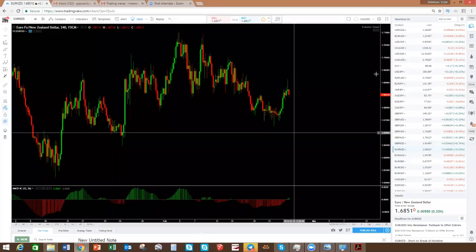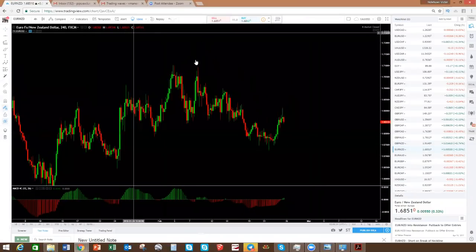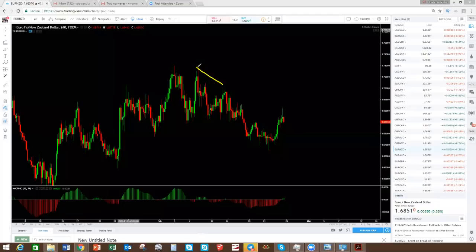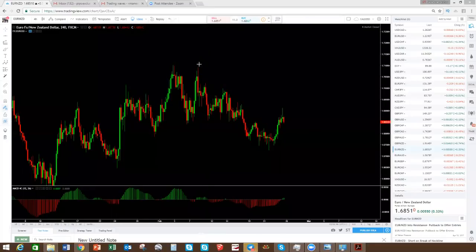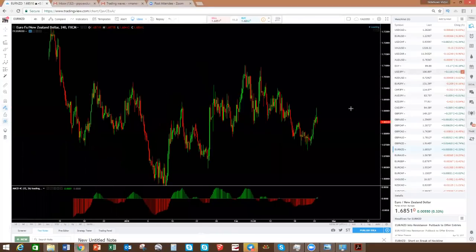Similar to pound New Zealand, you can see our V pattern again here. It broke out. Wait for this to give you a correction back here, back to that level. Okay? Just as easy as that.